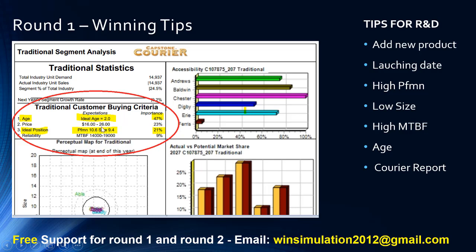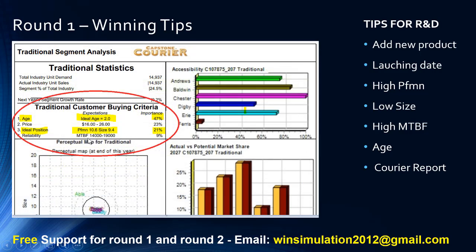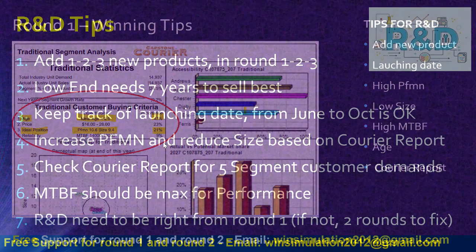Performance, we should increase, and reduce the size every round based on the report from here and the industry condition report. For reliability, or the duration of the products, we can set the hours of working for the product close to 17,000, okay? Not 14,000, not higher than 19,000. Around 17,000 is the most effective. And also look at this: age is 47% important, and price 25%. So we have price, performance, and size as important for the traditional product.